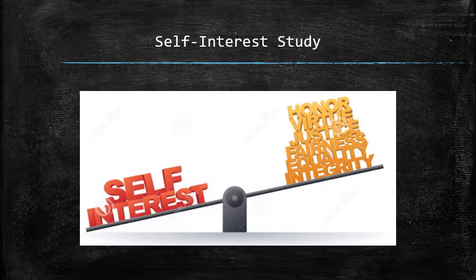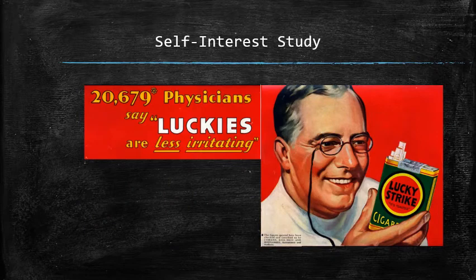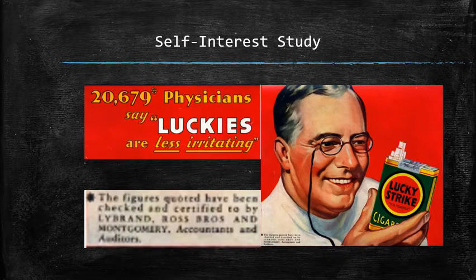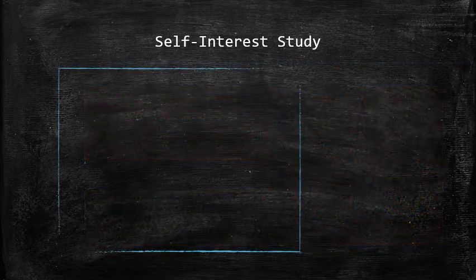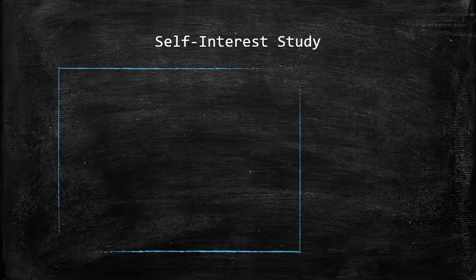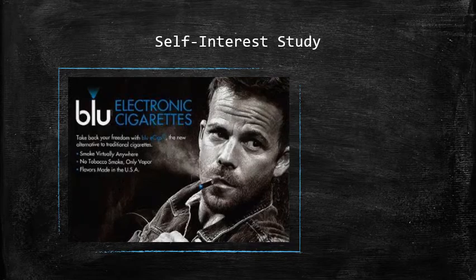Another type of a non-sampling bias occurs in a self-interest study, a study in which the researchers have an interest in the outcome of the study. Would you trust this 1930 Lucky Strike advertisement knowing that the medical study was sponsored by the tobacco company itself? Soon after e-cigarettes debuted in Europe in 2006, tobacco companies began investing heavily in vaping. Do you trust that vaping is harmless?